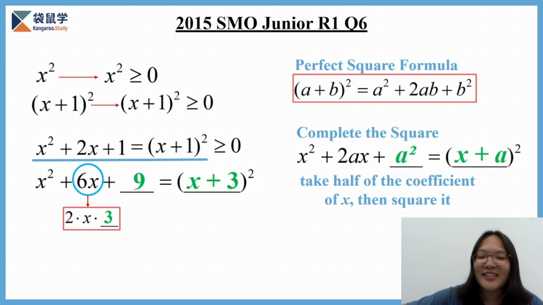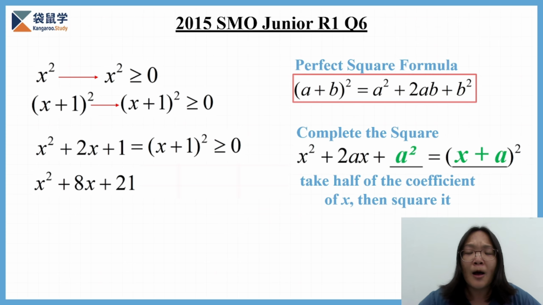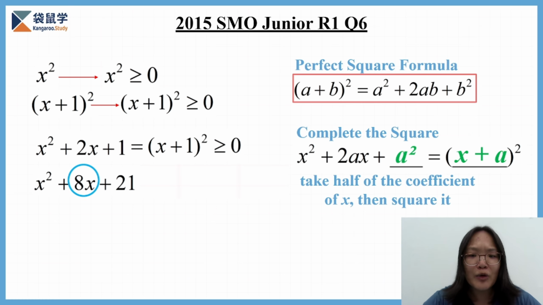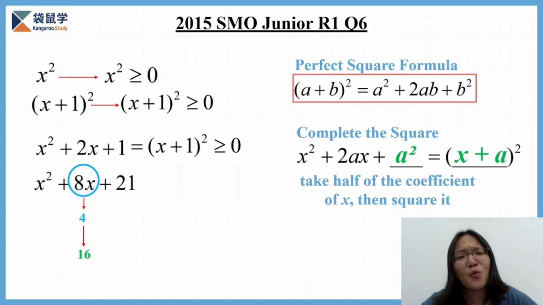So let's try another example. Let's say we have x squared plus 8x plus 21. How do we complete this square? We just need to check the coefficient of x. Here it is 8. And we need to take half of it, which is 4. Then take the square. Yes, we take the square to have 16. So ideally, we want the third term to be 16. But here, we have 21 instead. So what should we do?